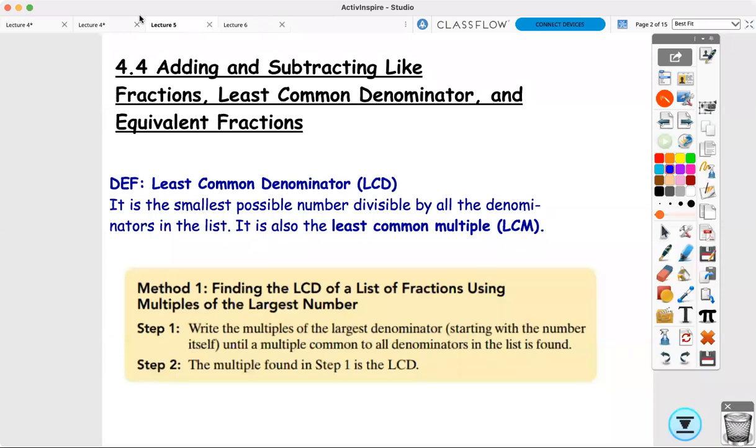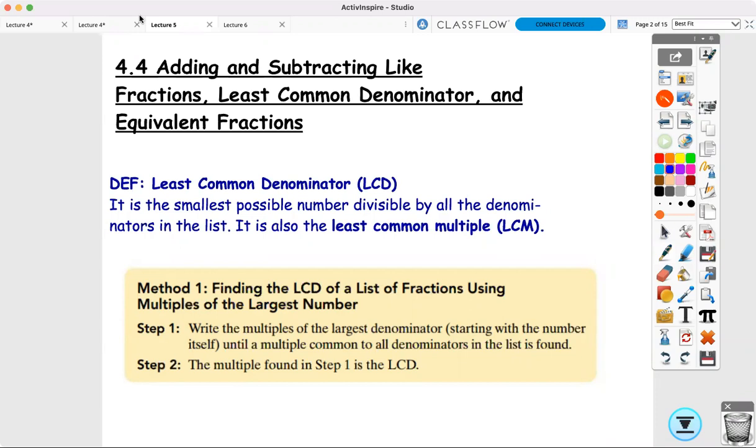All right, guys. So the definition of least common denominator, also known as the LCD, is the smallest possible number that is divisible by all the denominators in the list. But we can also call it the least common multiple, which is the LCM. Now, there's a couple methods we're going to go over in today's class about how to find the LCD.